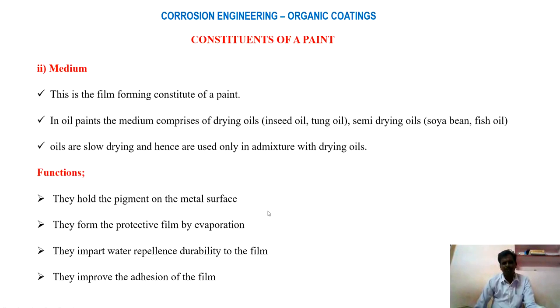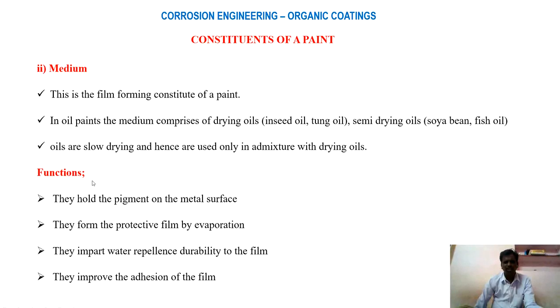Next one is medium. This is one of the film forming constituents of the paint. We are using drying oils like linseed oil, tung oil, and semi-drying oils as a medium. These oils undergo polymerization as well as oxidation. Thereby, they produce an impermeable membrane on the surface of the metal. These oils undergo a slow drying process. Then they form the film on the surface of the metal.